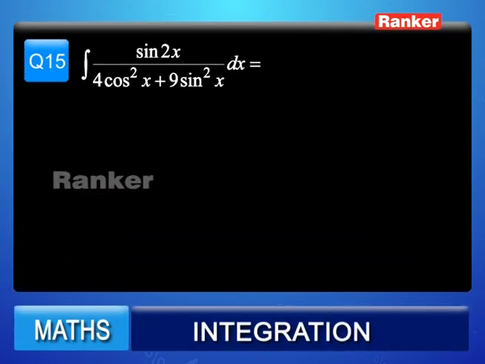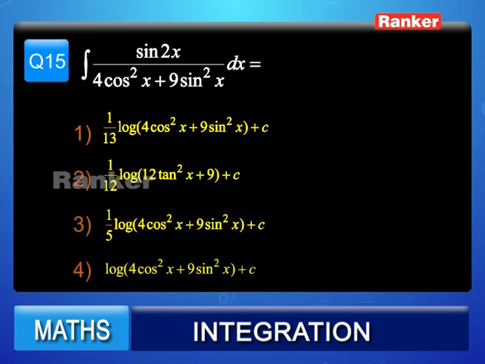Let us move to the next question, question number 15. Integral of sin 2x by 4 cos square x plus 9 sin square x dx is equal to, first option 1 by 13 log of cosec 4 cos square x plus 9 sin square x plus c, and second option 1 by 12 into log of 12 tan square x plus 9 plus c, third option 1 by 5 into log of 4 cos square x plus 9 sin square x plus c, and fourth option log of 4 cos square x plus 9 sin square x plus c.